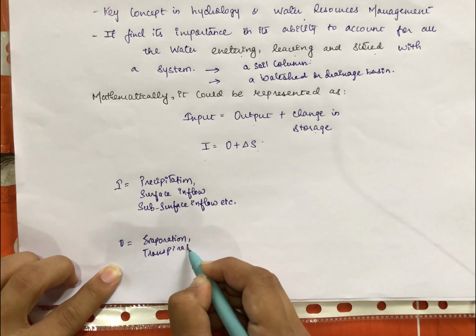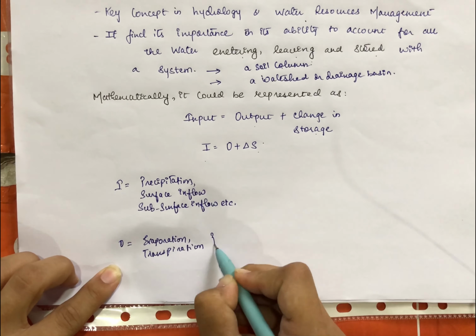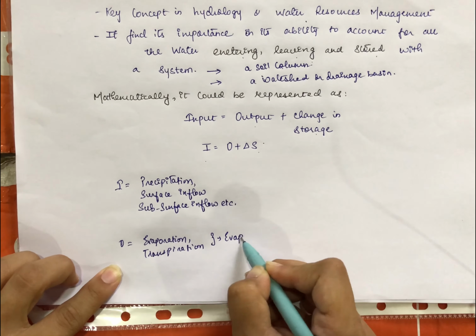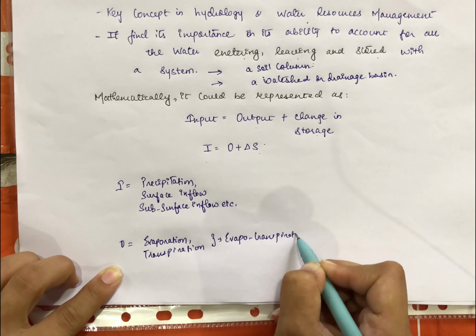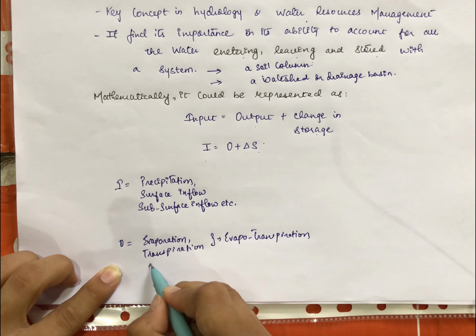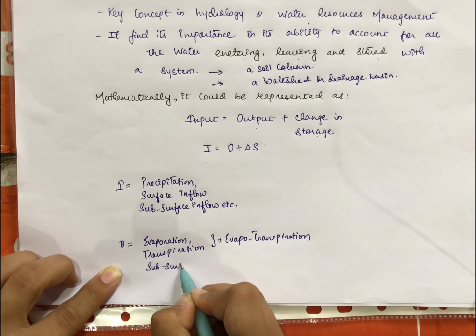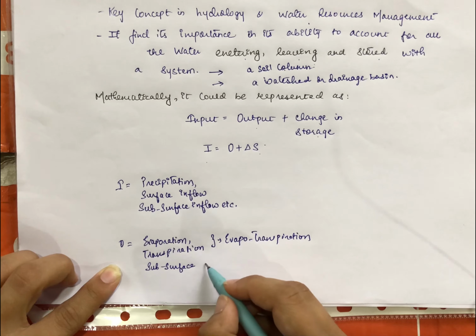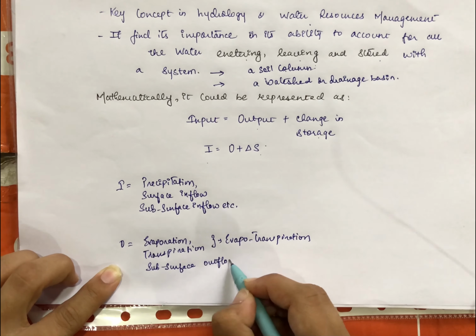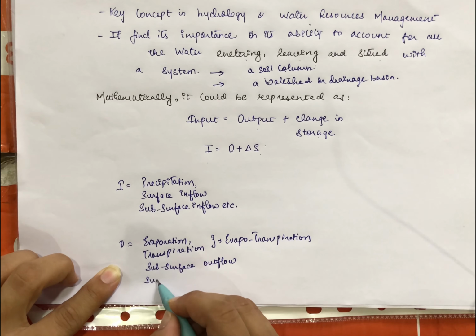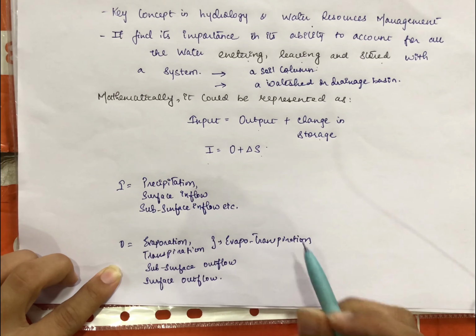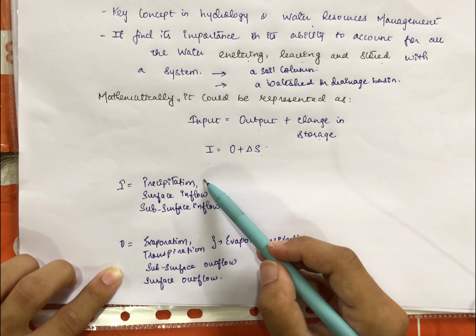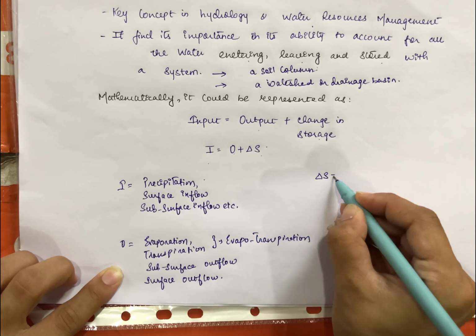transpiration, evapotranspiration, subsurface outflow, surface outflow. So these could be the outflows from a system.